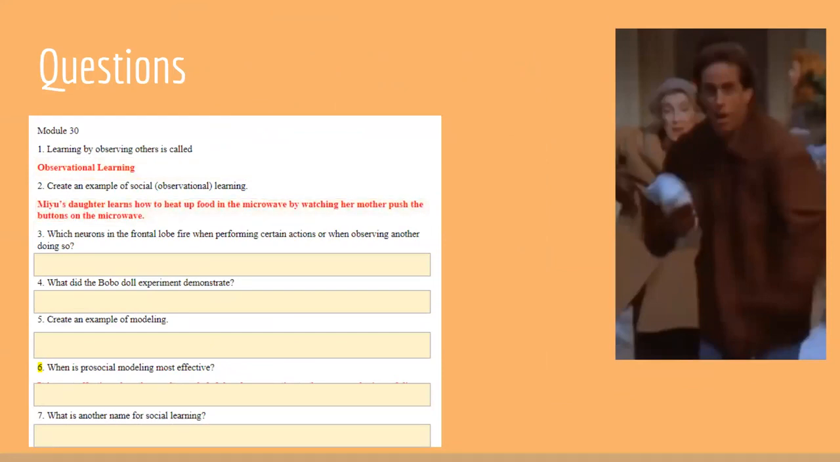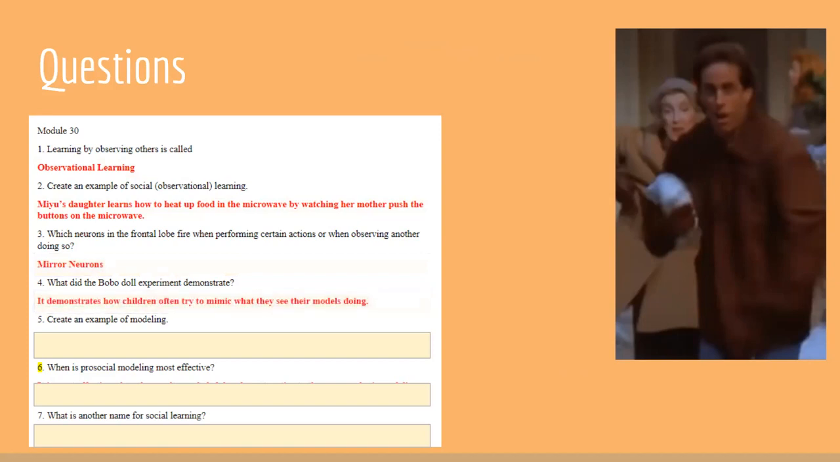Mayu's daughter learns how to heat up food in a microwave by watching her mother push the buttons on the microwave. Which neurons in the frontal lobe fire when performing certain actions or observing another doing so? That's the mirror neurons. What did the Bobo doll experiment demonstrate? Remember, we need to know that it demonstrates how children often try to mimic what they see their models doing. Create an example of modeling.